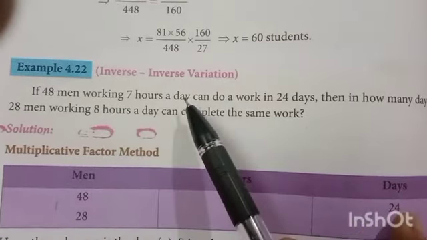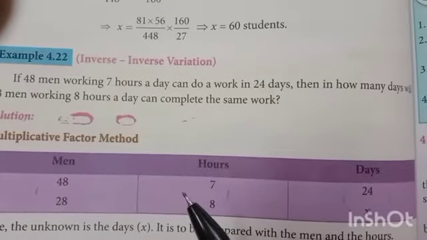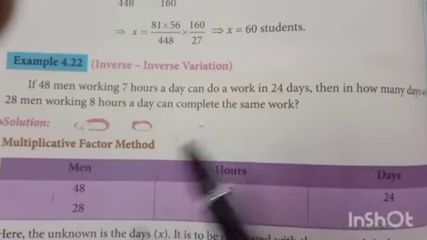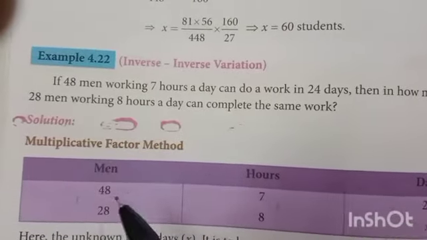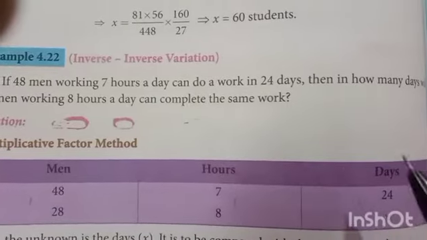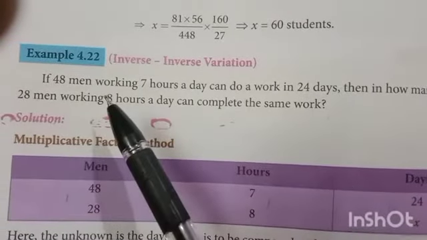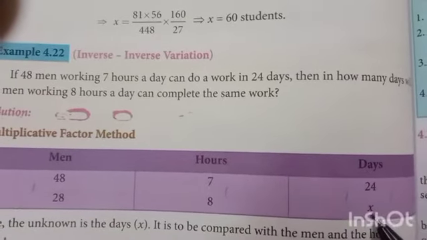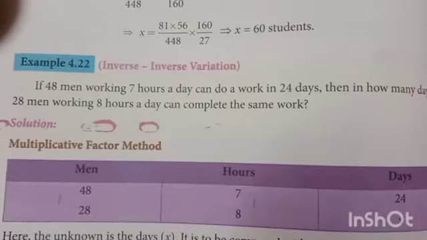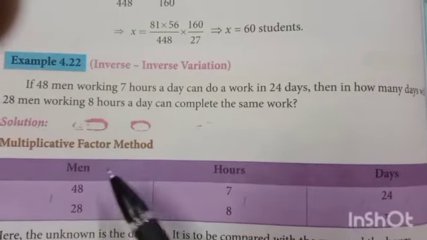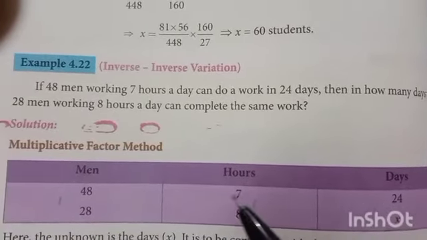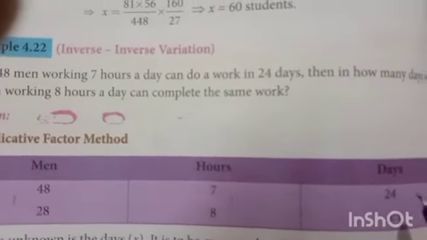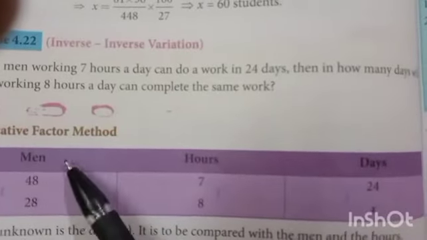Okay, for the given details, use a tabular column. Write in a tabular column: men, hours, days as headings. So 48 men, 7 hours, 24 days. Then 28 men, 8 hours, number of days we want to find. This is unknown. Now you have to compare men and days. In the second step you have to compare hours and days. Now you have to compare men and days.